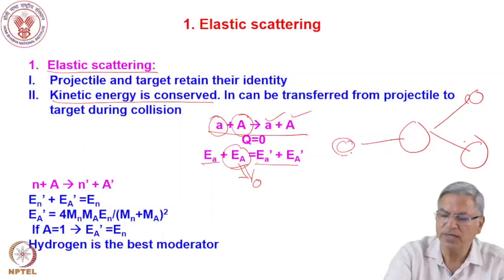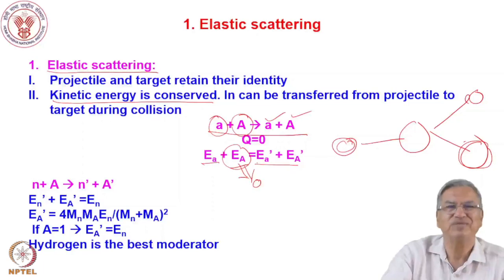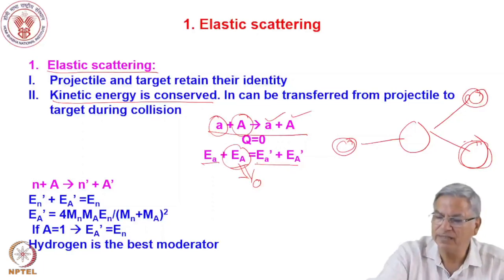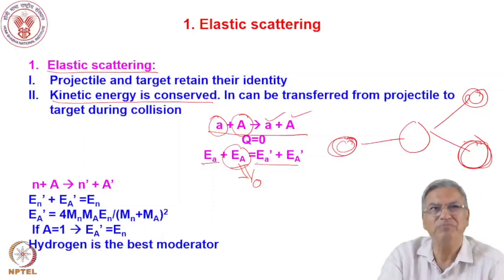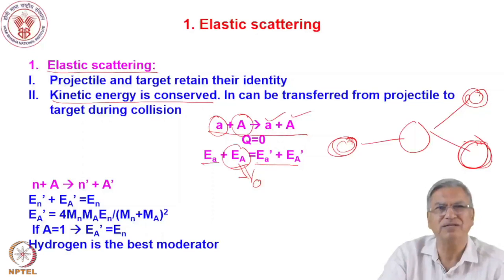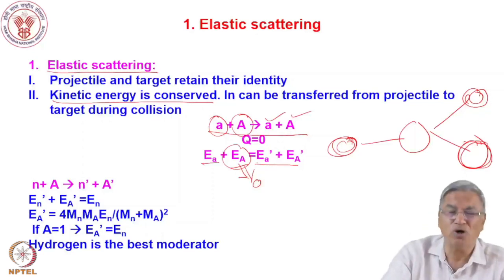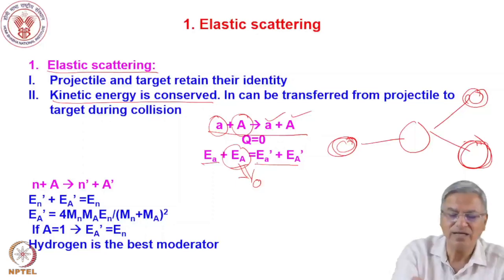So some energy of the projectile has been given to the target nucleus, but it remains as kinetic energy. So the total kinetic energy of projectile and target after the scattering is the same as that of the projectile. That's what we mean when we say the kinetic energy is conserved. It can be transferred from projectile to target during the collision, but it is not lost, or transformed to other types of energy like excitation energy and so on. The important criterion in elastic scattering is that the kinetic energy is conserved.